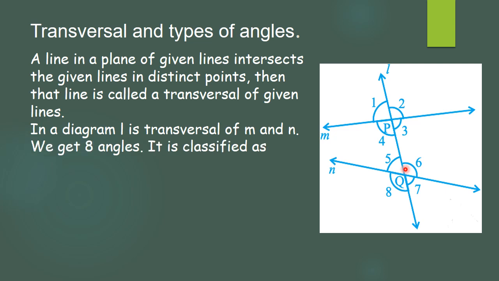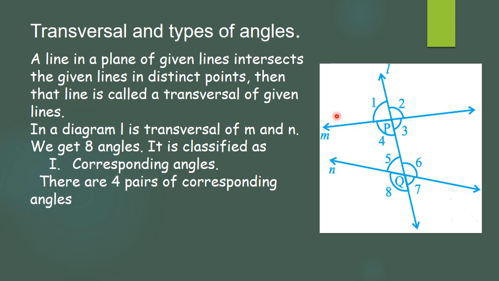Now when we draw the transversal, it forms eight angles. Here we have written the numbers 1, 2, 3, 4, 5, 6, 7, 8. So because of a transversal drawn to two lines, we get eight angles, and these eight angles are classified into parts. First, the corresponding angles. Always we get four pairs of corresponding angles.